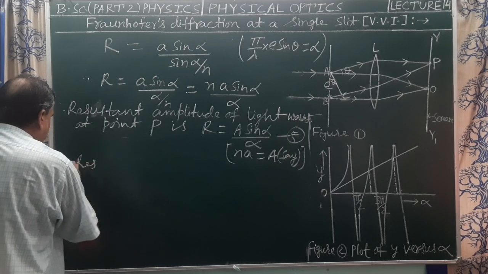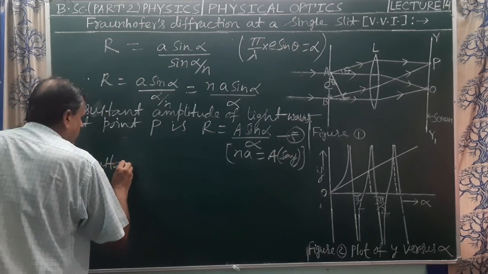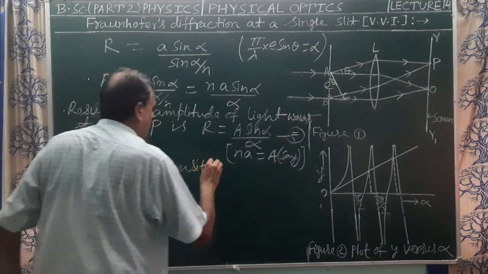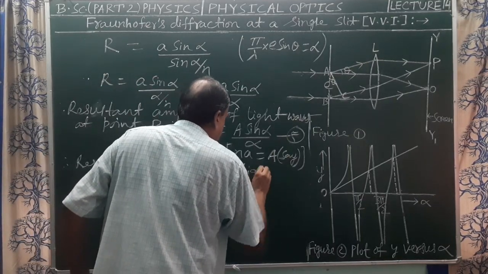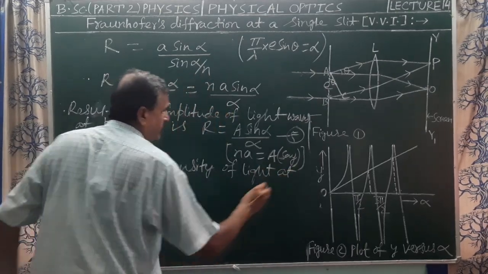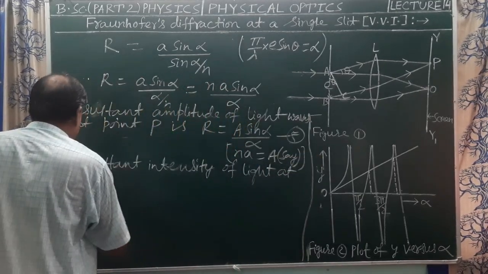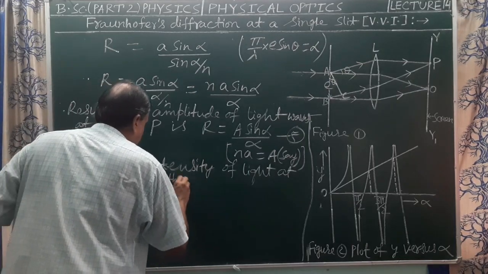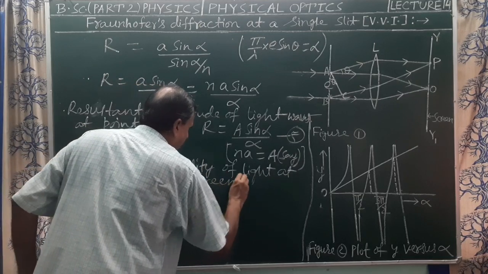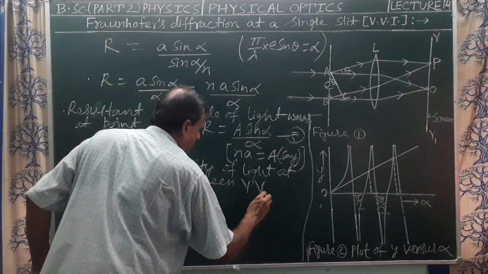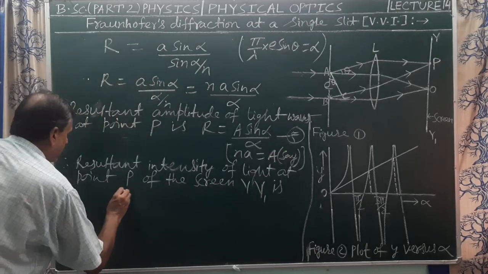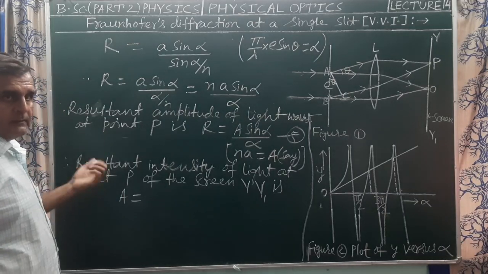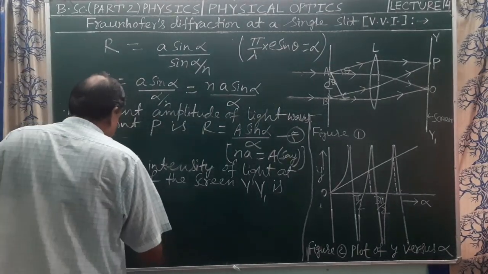resultant intensity of light at point P of the screen is I equals k into R square. K is the constant of proportionality. K का value suppose k is equal to 1 for convenience.